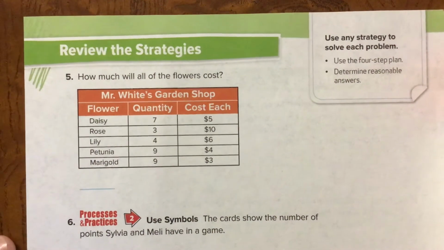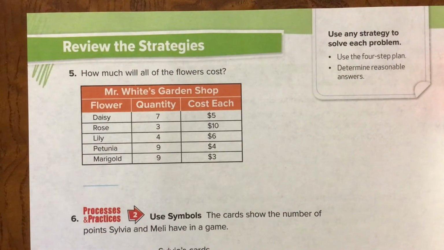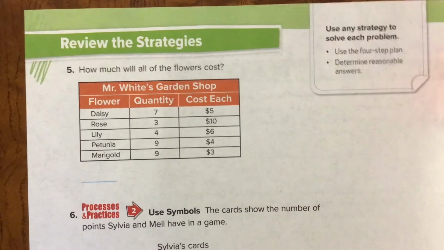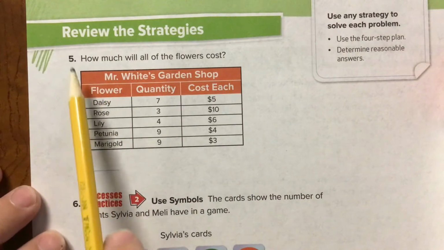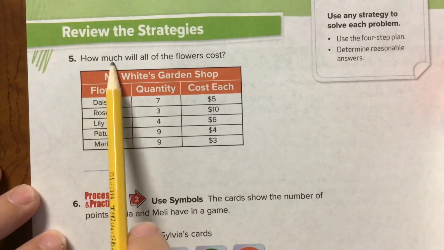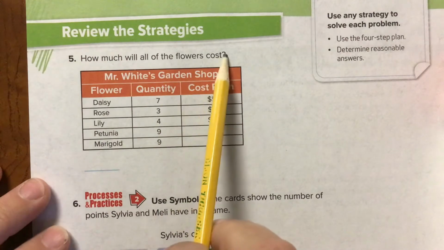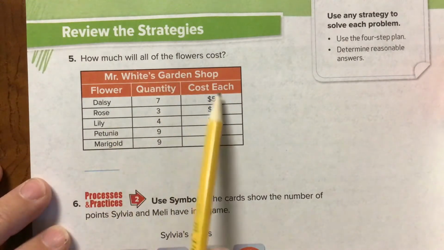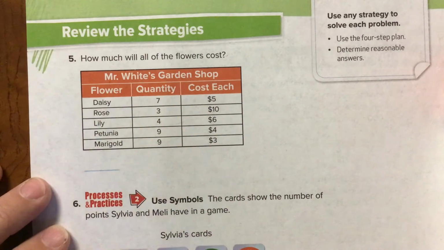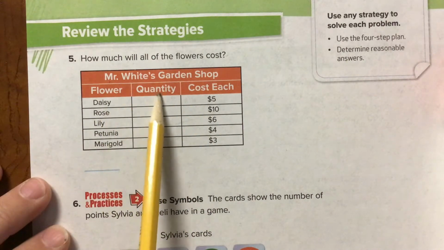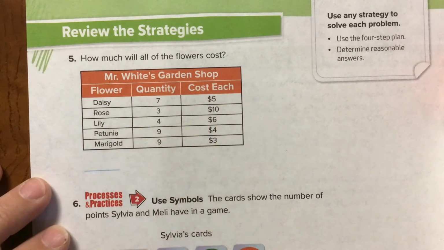Good morning, everyone. Here is page 116, lesson 2.9, the last page, the problem solving. So we're going to go over those problems together here. Problem number 5 says, how much will all the flowers cost? And I'm using this graphic here to help us figure that out. Mr. White's garden shop with flowers and quantity and cost of each.